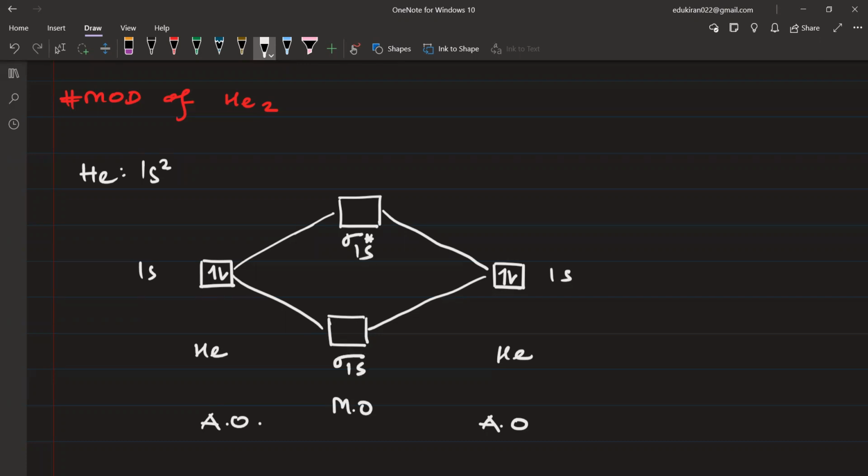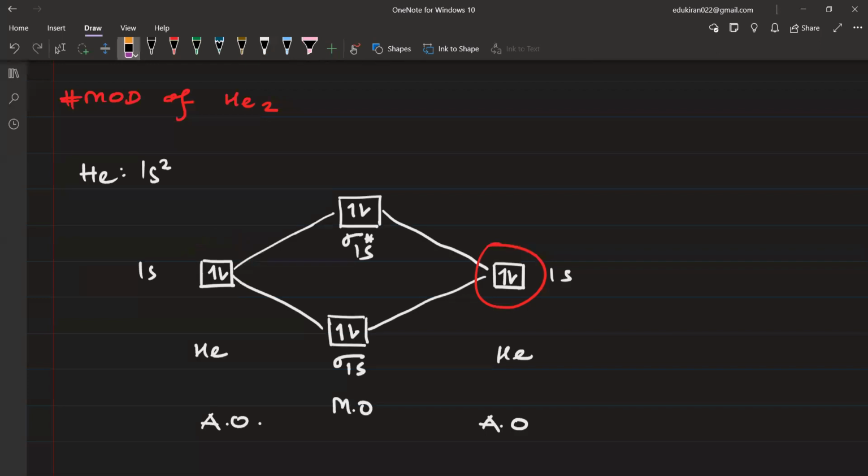Okay, total how many electrons do we need to fill? Tell me. Total how many electrons do we need to fill in the molecular orbital? 4. 4. Okay, so now which of these orbitals is going to get the electron first? Sigma 1s or sigma star? Sigma 1s. Very good, because it is lower in energy. I'll start with 1 electron here. I will pair it up, 2 electrons, 3 electrons and 4 electrons.